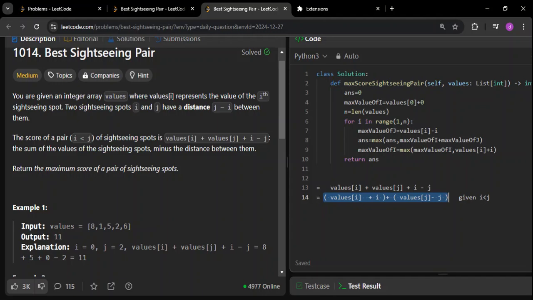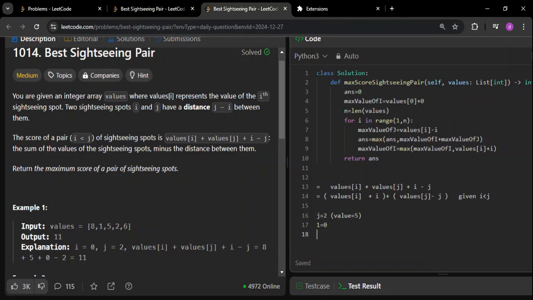I'm just giving an example. For example, if j is equal to, let us say, index 2. What is the index 2 value? The value for that is going to be 5. I'm talking about example 1. Now, since j is 2, what are the options you have? You have the option of i equal to 0, and you have the option of i equal to 1. These are the two options that you have.